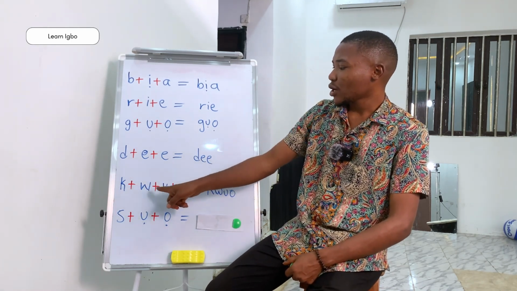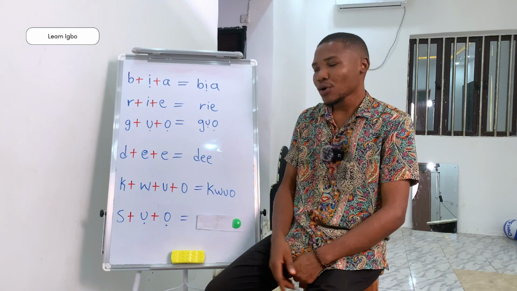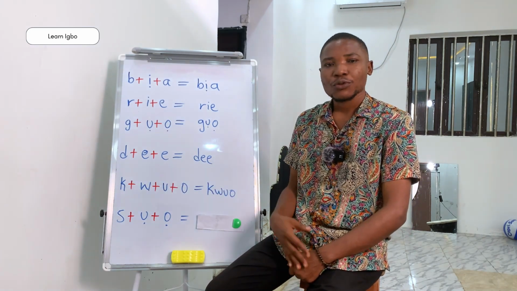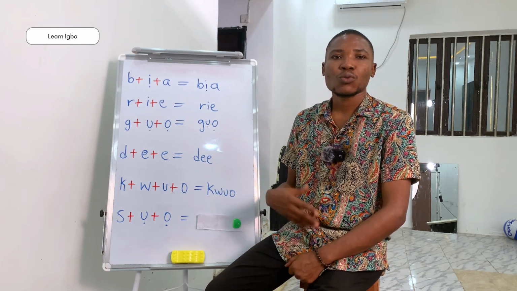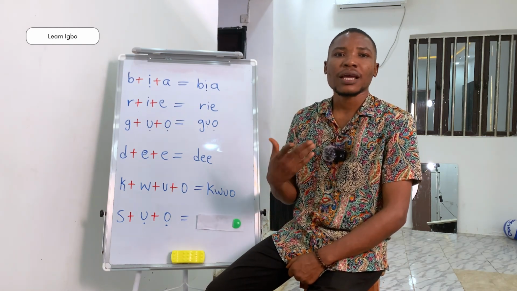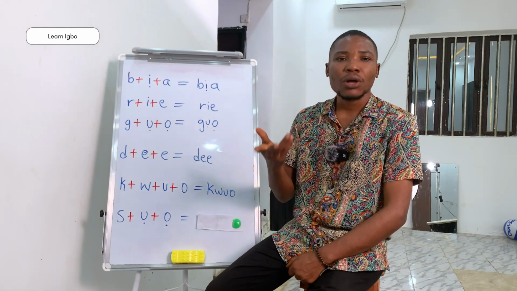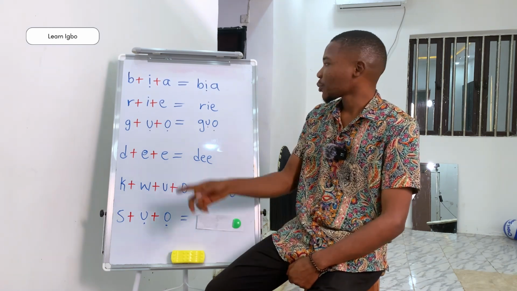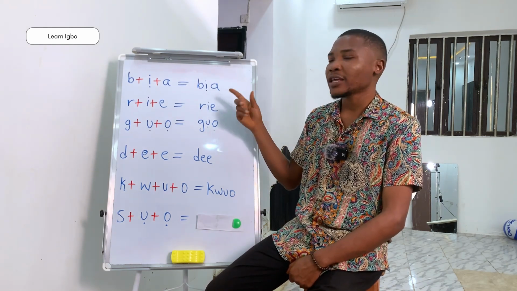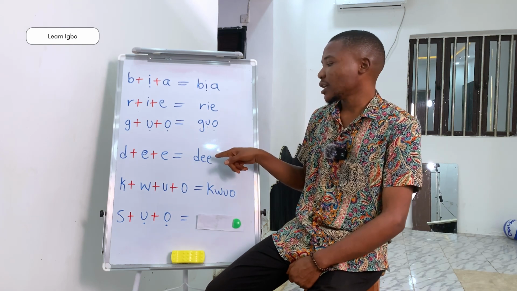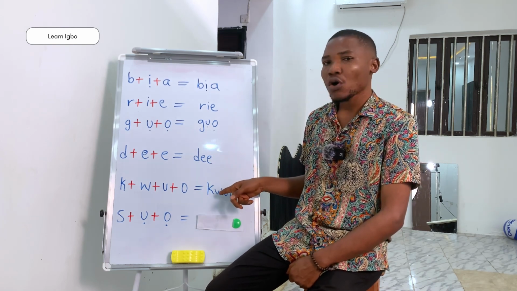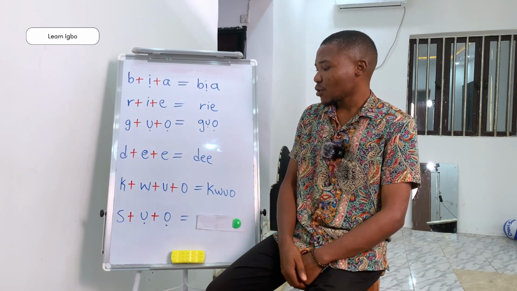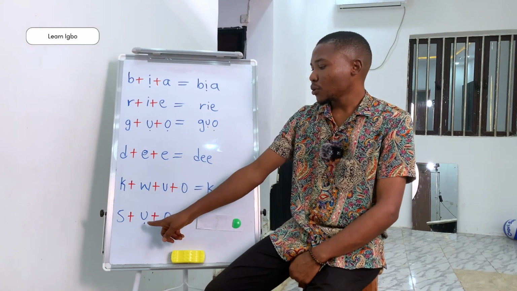Ke, we, u, o, quo. Quo, talk. Say it. Say, talk. Now we have so far Bia, come. Re, eat. Go, read. They, write. Quo, talk. Now the last one we have here is C, O, O.